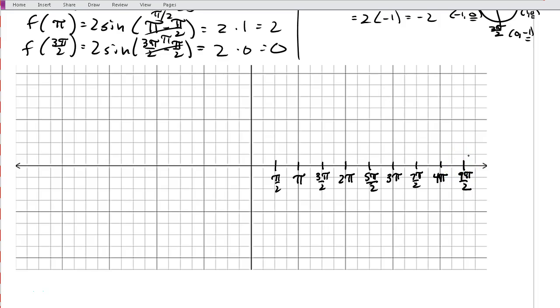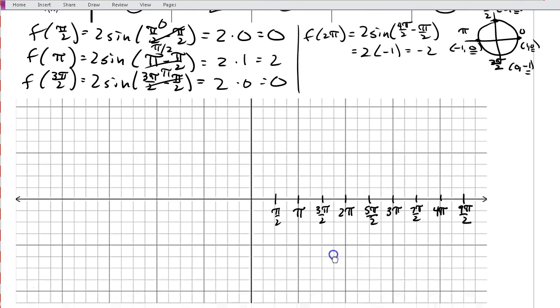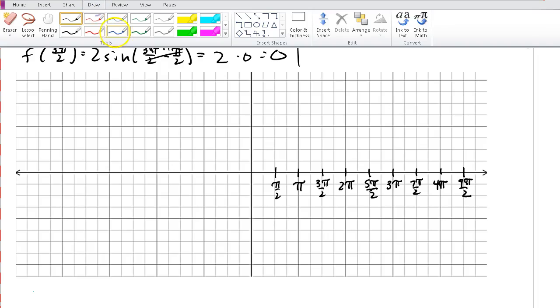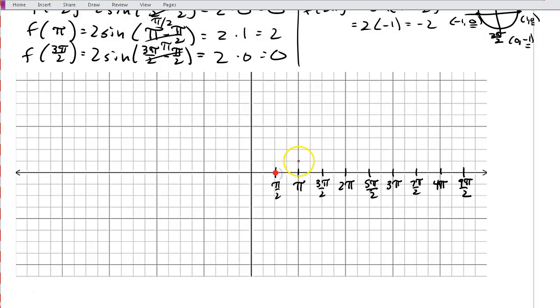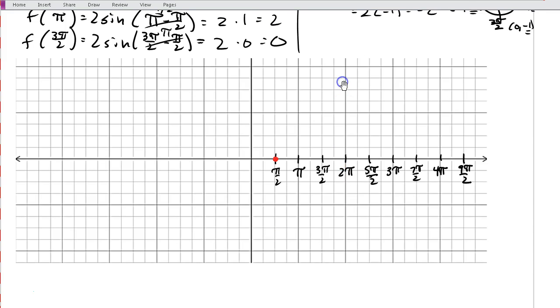All right, so we have pi over 2 was 0, pi was 2, and then 3 pi over 2 was 0, 2 pi was negative 2, and 5 pi over 2 was 0. So I can draw in one period here, and then we'll continue and draw one more. We're 2, 0, negative 2, 0. Sketching my curve. Make sure that you have a nice smooth curve here and you're not drawing segments in between the points.